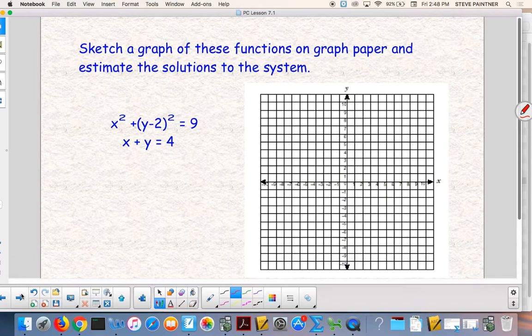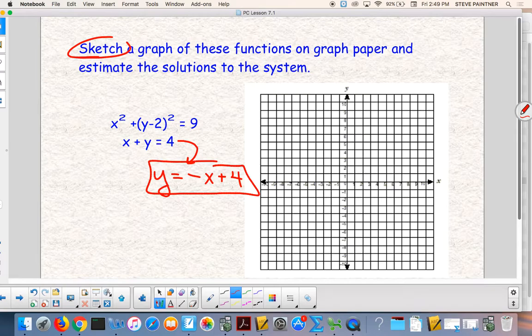All right, this one actually says go ahead, sketch it, and that's sketch it by hand on graph paper. I hope you see already this one is linear, so this would just be y equals -x plus 4. That's pretty easy to graph. Start at 4, slope that's negative would be downhill. Here we go. Down 1, right 1, up 1, left 1, whichever way you want to go.